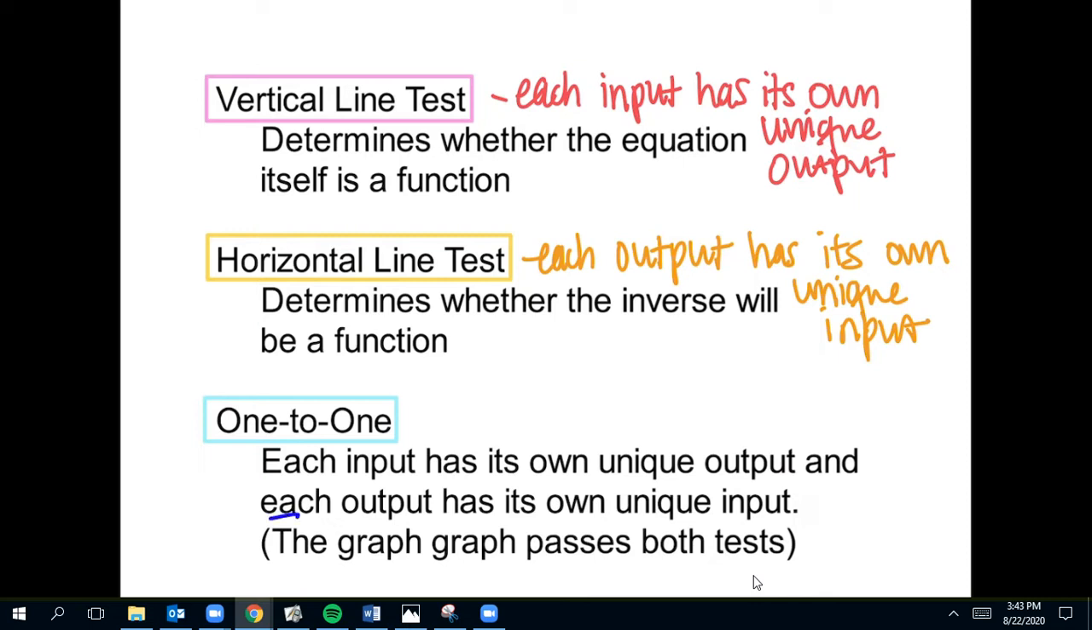And so I'm just going to box this statement right here. A one-to-one function is one that passes the vertical line test and the horizontal line test, and meets these criteria. And basically a one-to-one function is a function whose inverse is also a function. And so I'm going to write that next to it.